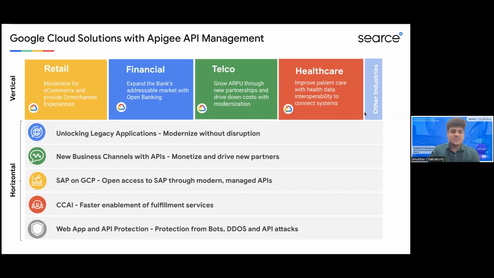You can also expand your horizontals by unlocking your legacy applications without disruption of any of a target service. Maybe you would have multiple target servers, which are at different places at multiple clouds or at legacy systems. You can unlock them using Apigee. You can create new business channels. You can do a SAP on GCP, open access to SAP through modern and managed APIs, CCAI, and you can also do DDoS protection and SQL injection protection through Apigee. And this is just through a simple click of a couple of buttons.